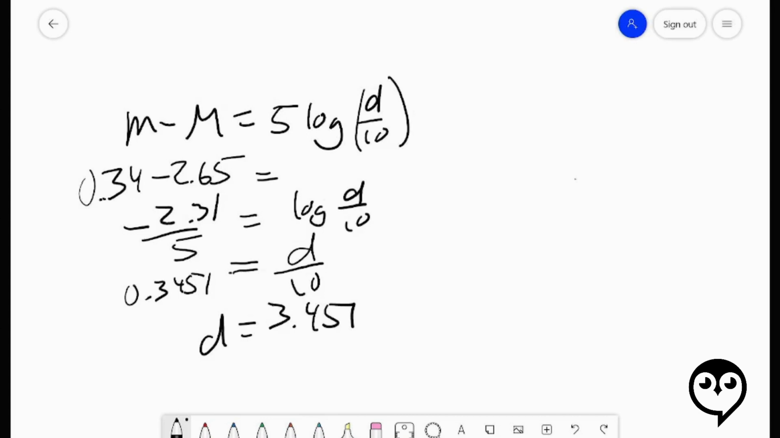3.451. What's the unit of this whole situation? Do you remember that our definition of the absolute magnitude is what the brightness would be if we were 10 parsecs away from Earth? So our answer is parsecs.